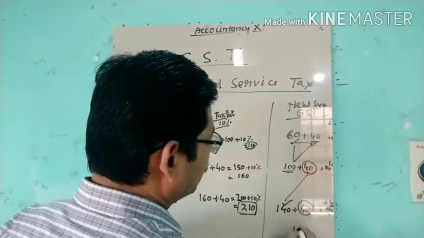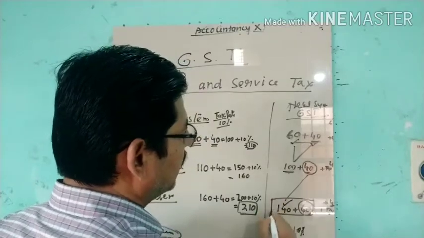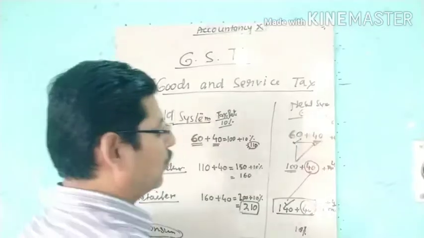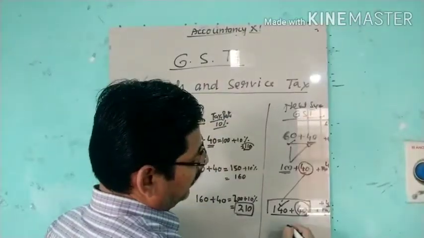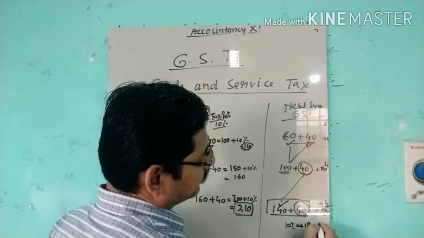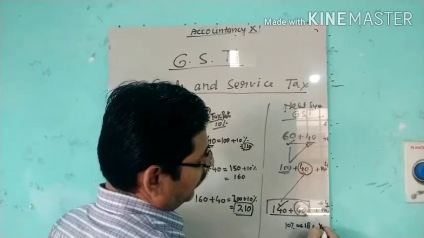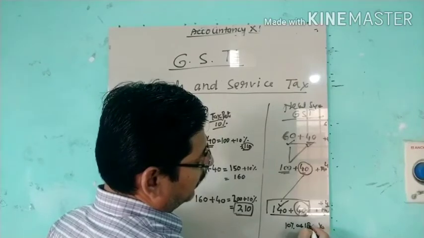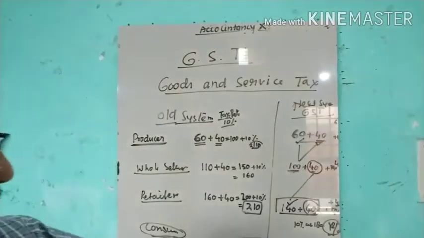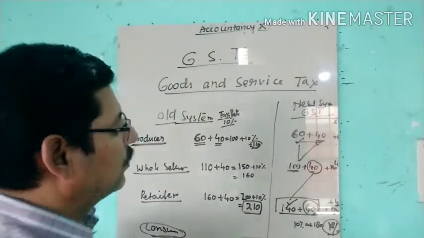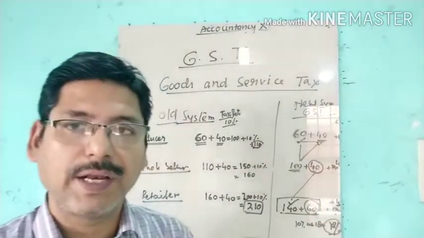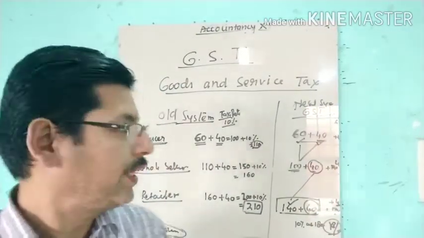So 18% means on the 180 rupees price, 10% of 180 is 18 rupees. So this amount of tax has been charged. So finally, what is the price? 140 plus 40 plus this 18, 198 rupees would be the final price. Okay, so this way, this is the difference.